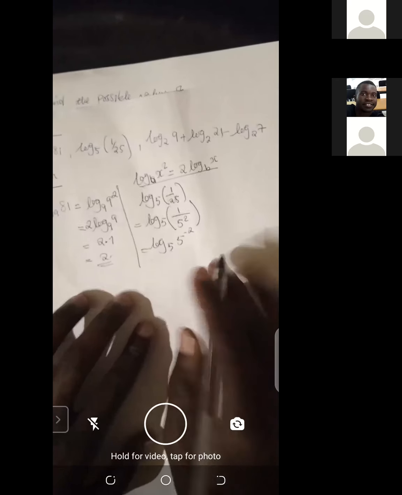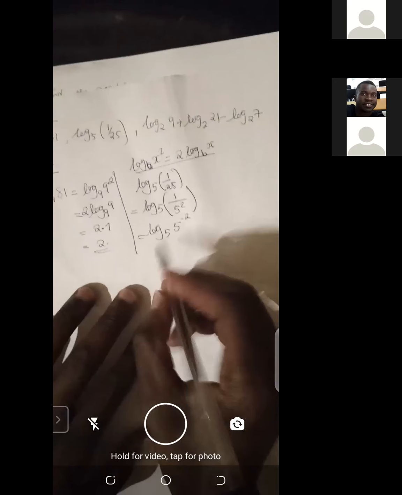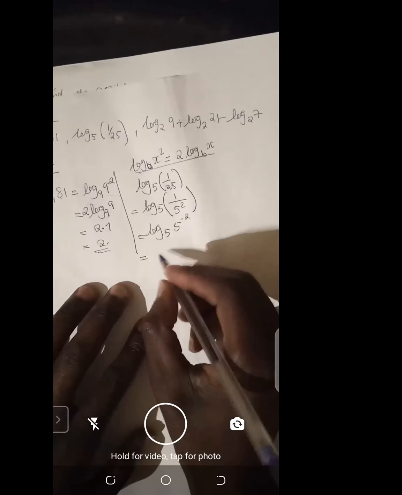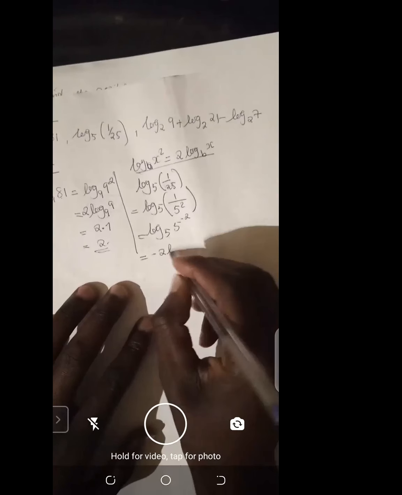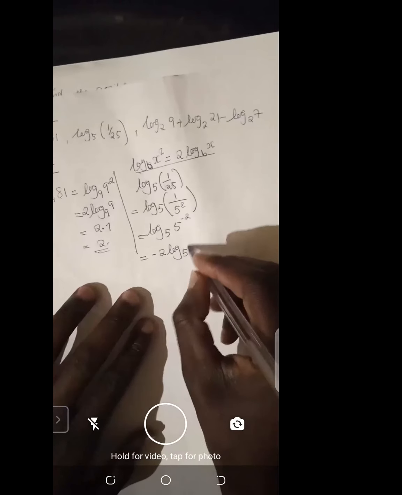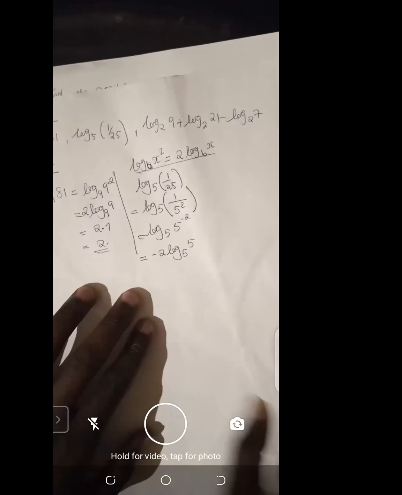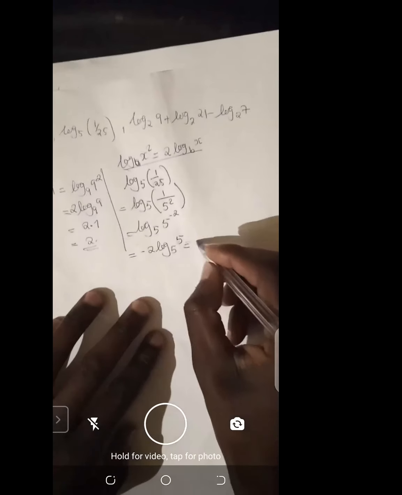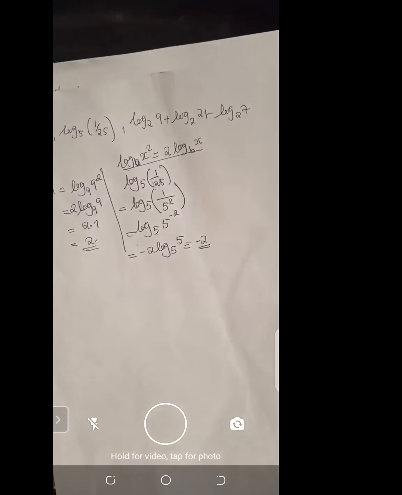Then the -2 would go there. You have -2 log 5 to the base 5. This is a 1. This will give you -2. You're done there. Okay, so let's look at the next question.